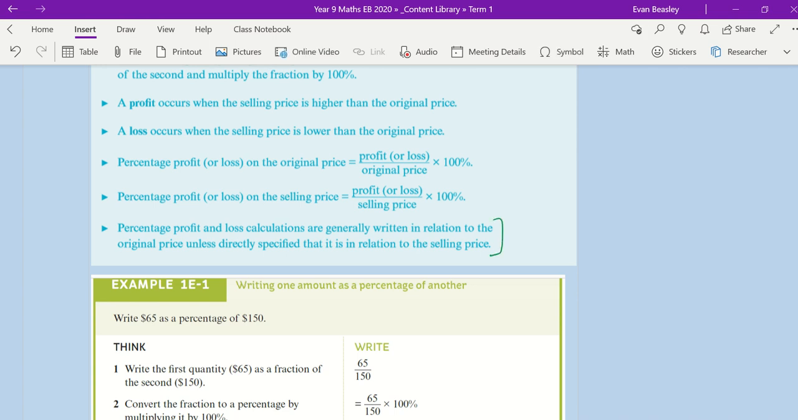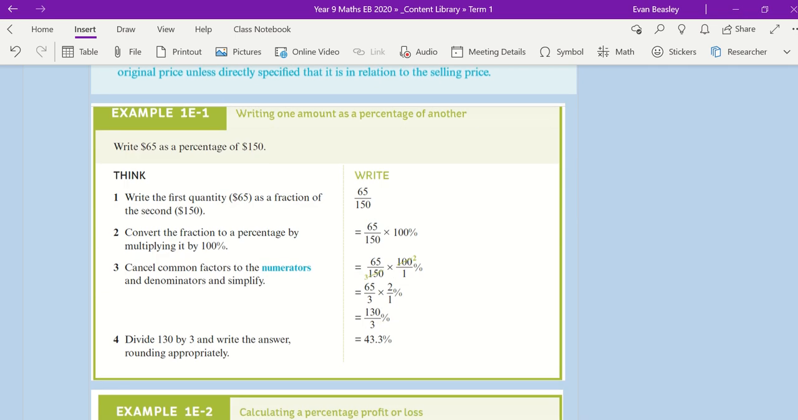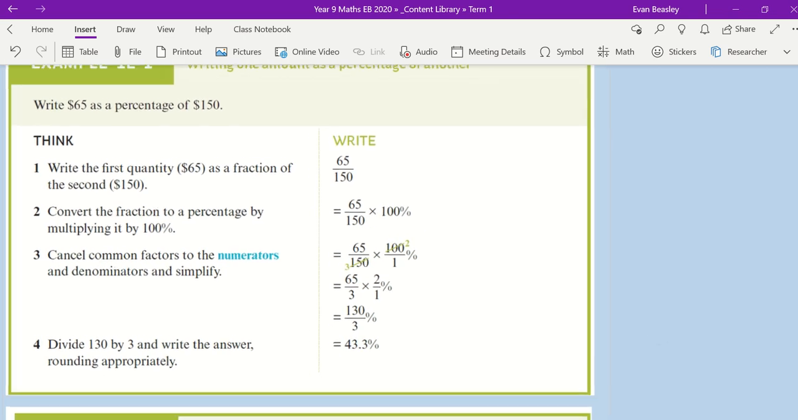Now, that being said, percentage profit or loss calculations are written in relation to the original price generally, unless the question directly specifies you to look at selling price. So when you're looking at percentage profit or loss, it's this one here most of the time, okay? Now, let's have a look at a couple of examples.